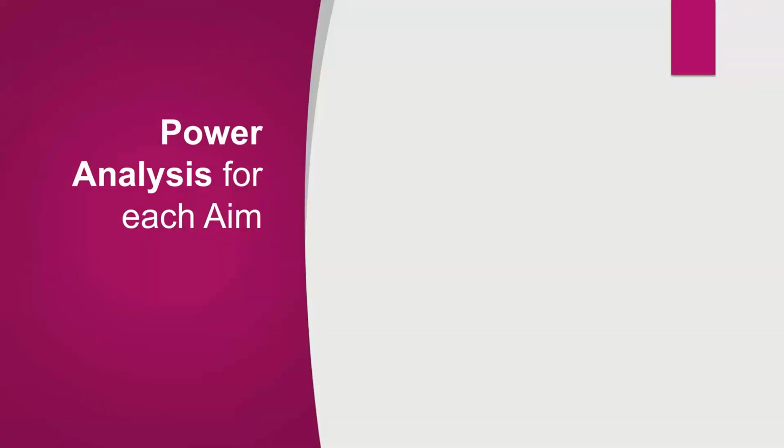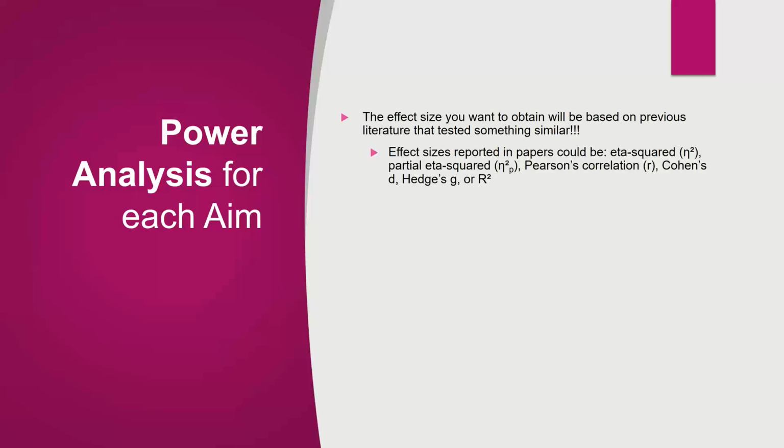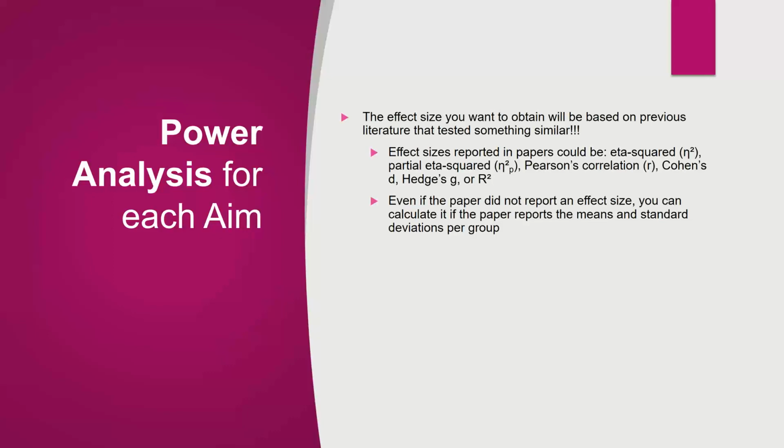All right, now we're going to tackle power analysis for each aim. The effect size you want to obtain will be based on previous literature that tested something similar. Effect sizes reported in papers could be eta squared, partial eta squared, Pearson's, Cohen's D, Hedges G, or R squared. Even if the paper did not report an effect size, you can calculate it if the paper reports the means and standard deviations per group. So you can't use the excuse, oh, well, they didn't report effect size in their paper, therefore I don't need to do a power analysis to determine what sample size I need to get a certain effect. Nope, that doesn't cut it.